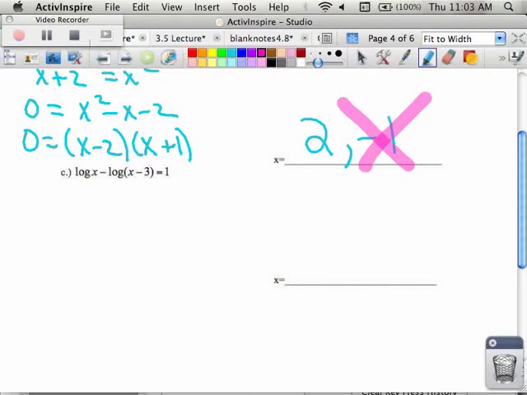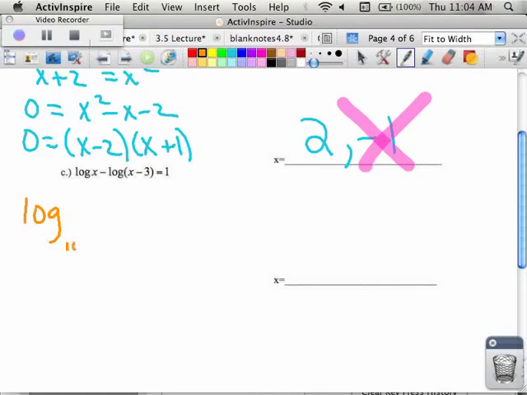Letter C. I see 2 logs. Automatically, in my head, I think... What? Division. I think division. Or in other words, condense. Okay? So I change this when I condense it into just one logarithm because we know that subtraction, when we condense, changes into division.